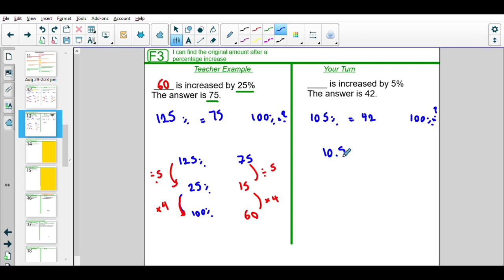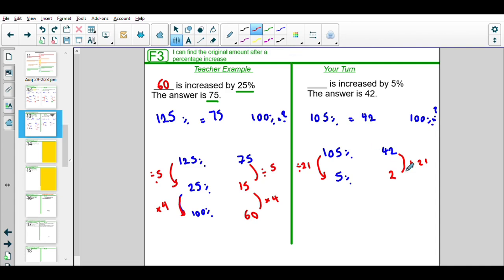So we say 105% is 42. To get to 100%, I could get to 5% first. That means both sides have to be divided by 21. 42 divided by 21 is 2. From here, you have two ways of answering it. I'm just going to show both of them, and it's absolutely up to you which one you want to choose.